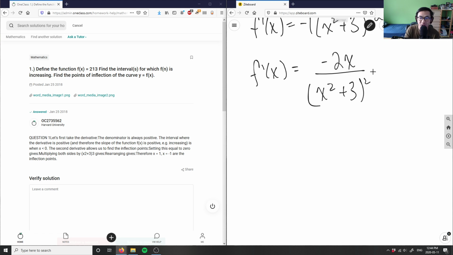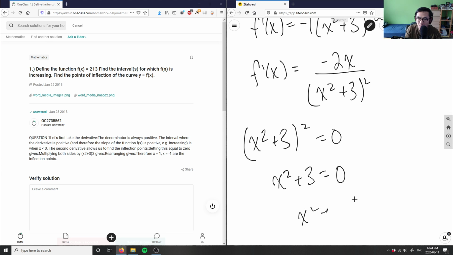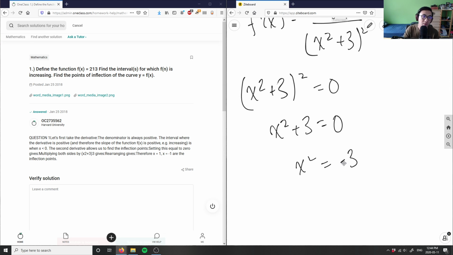And I can actually do this for you. So let me just do this for you. So I have x squared plus 3 squared. I'm going to set this to 0. I can square root both sides, I would just get rid of the squared here. I can simply put x squared equals -3. And then if I were to square root this again, I would get an imaginary number here, right? So this here would not be valid.